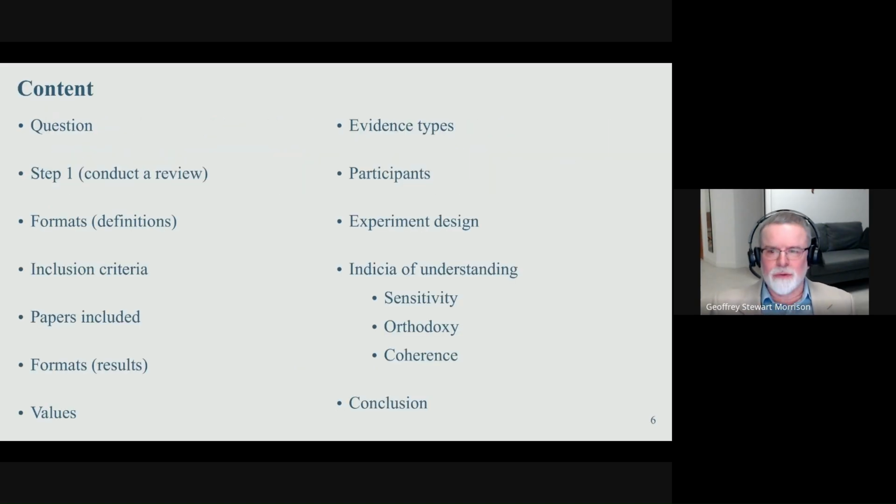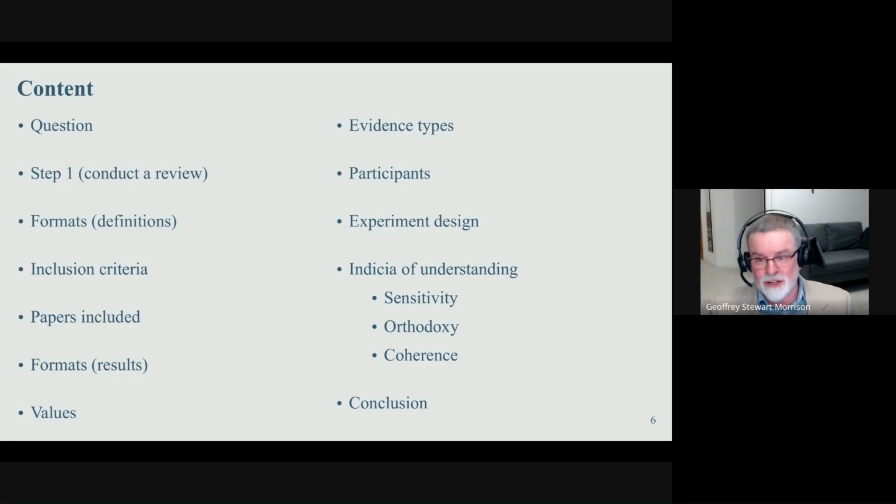So here's an outline of where we're going. I've actually already done steps 1 and 2, the question and step 1. We'll move on and I will talk about formats that have been used for presenting likelihood ratios, so I'll give you the definitions of them. I'll move on to the criteria for inclusion of studies in the review. What are the papers that we actually included?